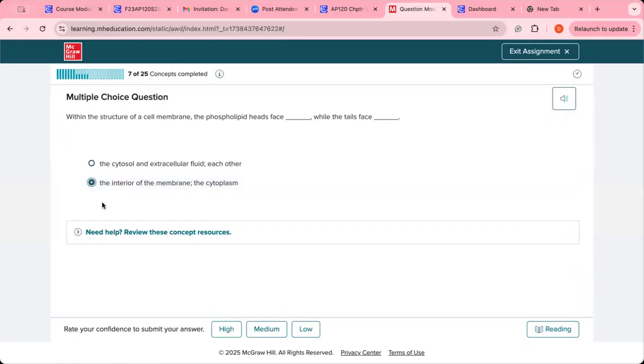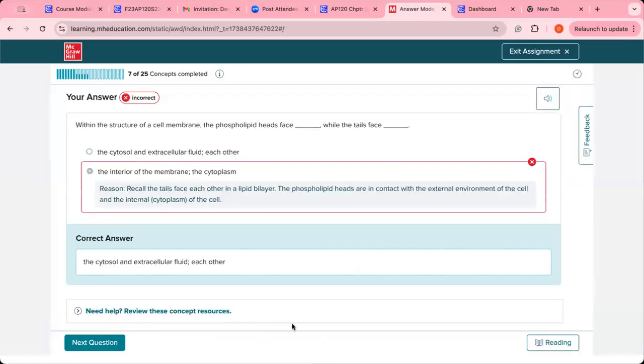Wait a minute, is that backwards? The phospholipid heads face... No, I think I'm right. The interior of the membrane, because the tails would face the cytoplasm, they would face the water. They don't like it, they face outward. I think I'm right. Let me see. I'm not sure which one is. Wait, let's see if we're right. No, I got it backwards.